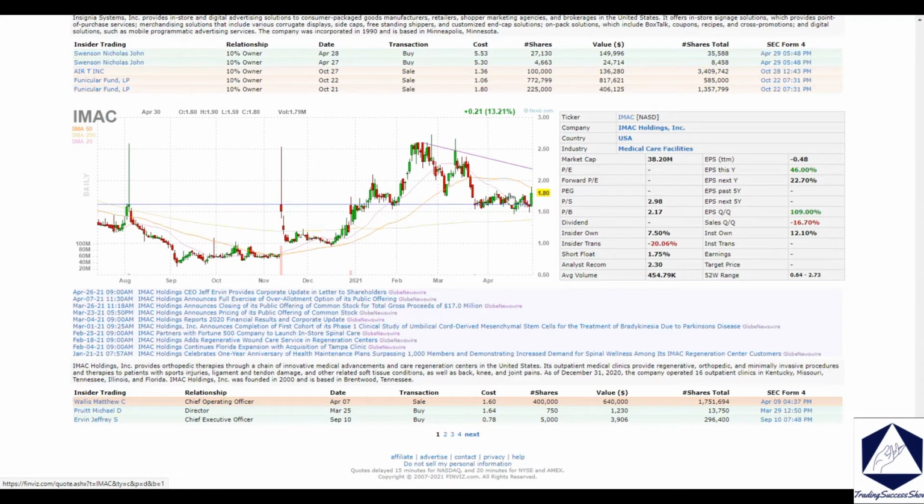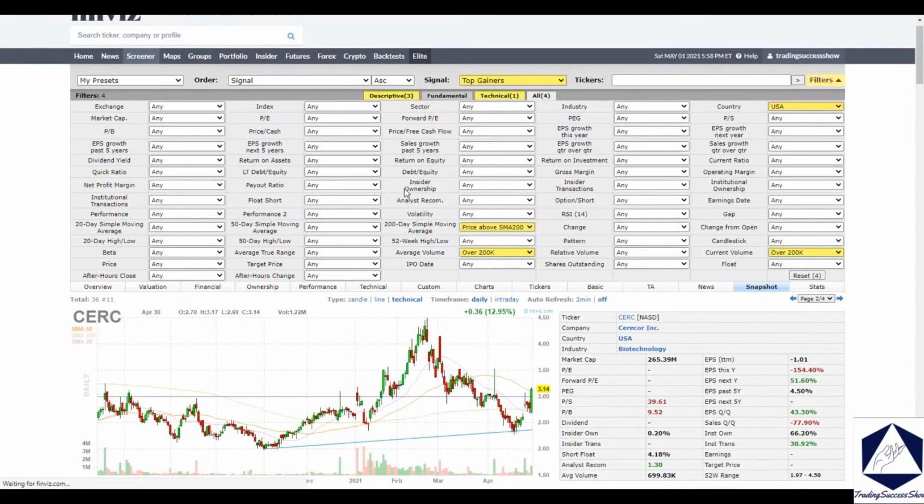IMAC, it's still right below the 50 moving average with no volume whatsoever, so I'm not interested in that. Let's go to the next one.